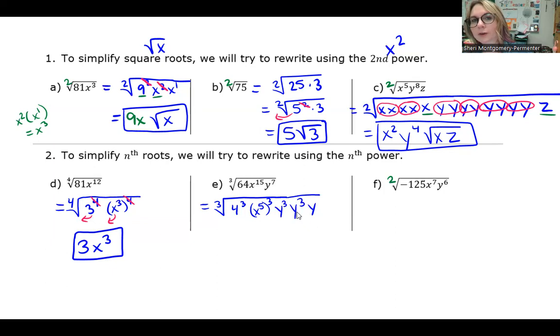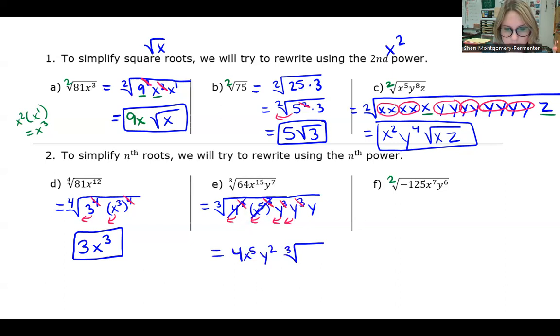So anything to the third power, it cancels the operation and I write it out front. Cancel, write out front. So I write down what I have. I have a 4 that goes out front. I have an x to the 5th that gets written out front. And I have 2 y's. And then I write down what I have left. That one away, that one away, that one away, that one away. So I'm left with just a y.